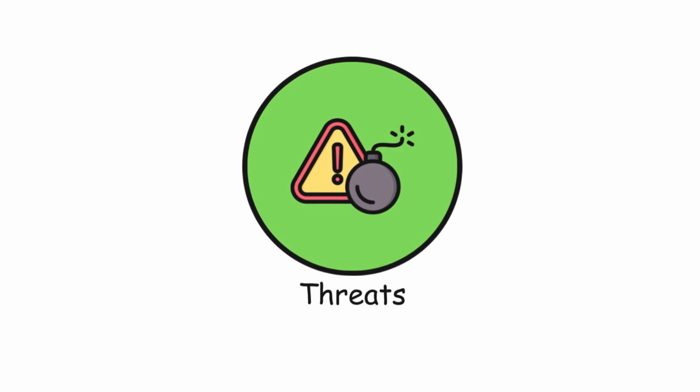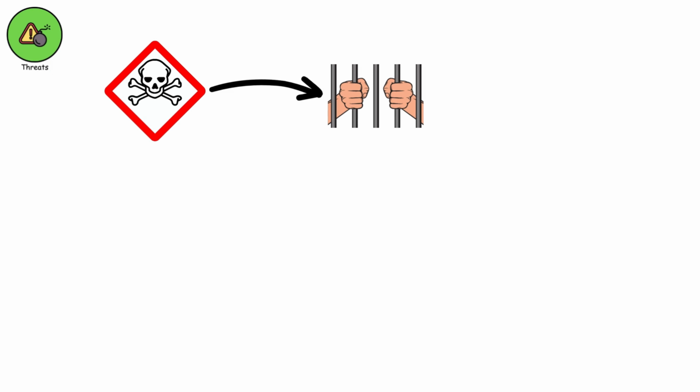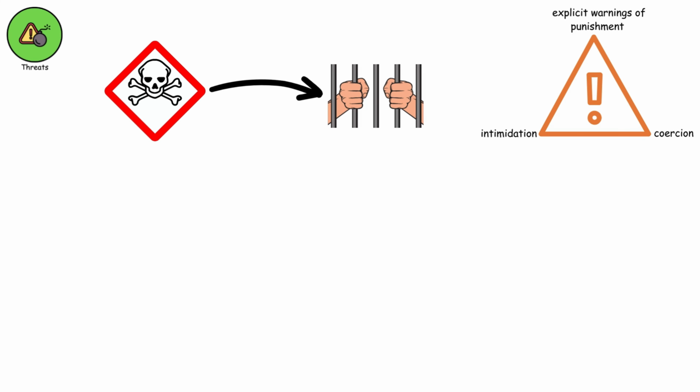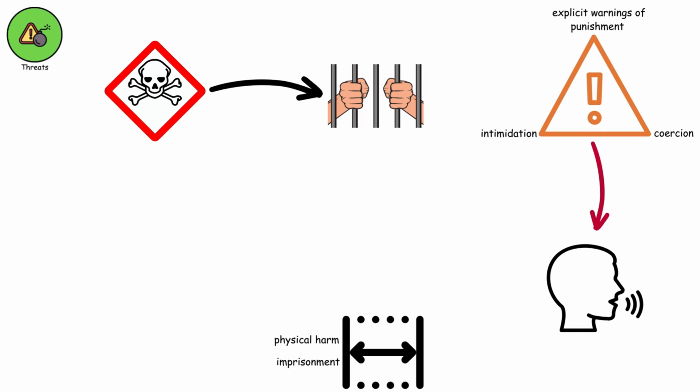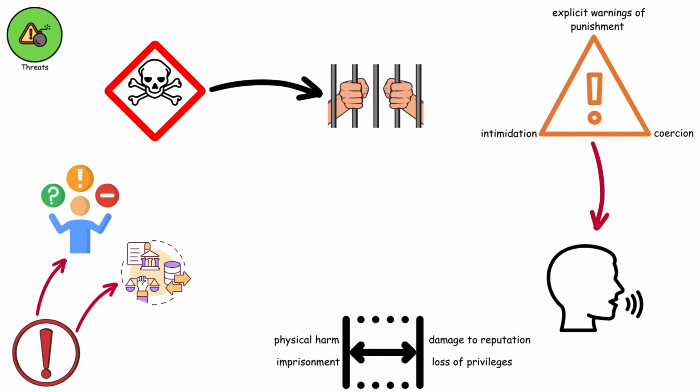Threats. Threatening the subject with negative consequences for non-cooperation is a common interrogation technique. Interrogators may use intimidation, coercion, or explicit warnings of punishment to pressure the subject into confessing or providing information. Threats can range from physical harm or imprisonment to social repercussions such as damage to reputation or loss of privileges. However, the use of threats raises ethical and legal concerns and may lead to false confessions or coercion.